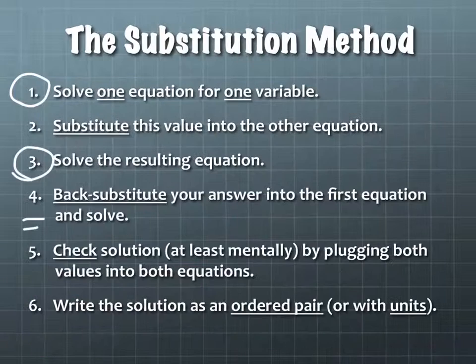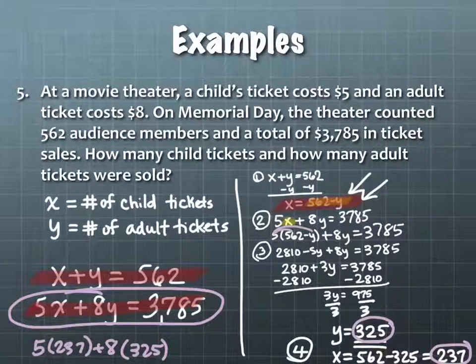Now, the last step, if you will, is number 6. It says to write the solution as an ordered pair, if you're just working with equations, or with units if you have context, and we got all kinds of context, right? What does the 325 actually mean, and what does the 237 actually mean? It's the number of tickets that we had, right? So we have 325 what?